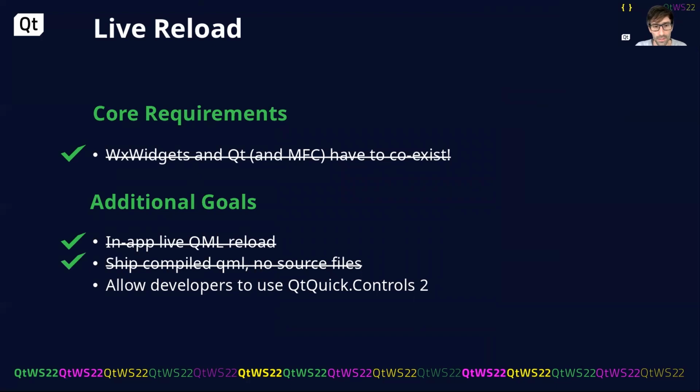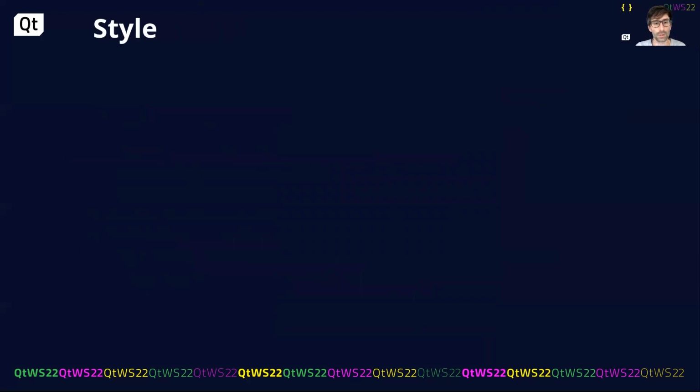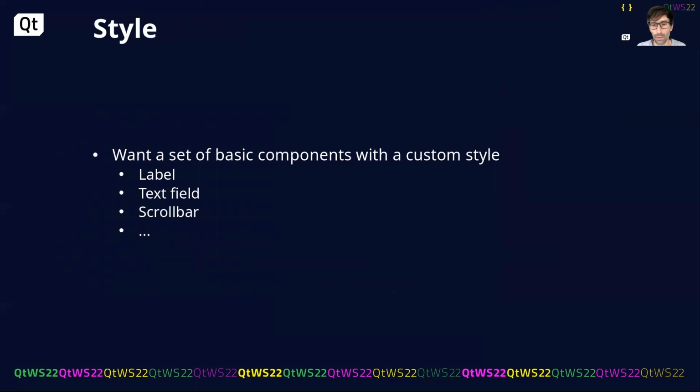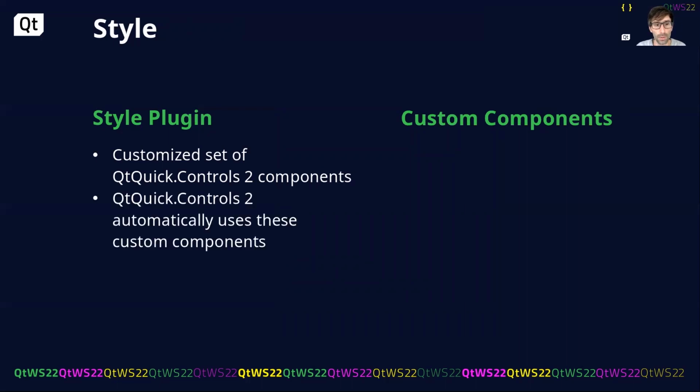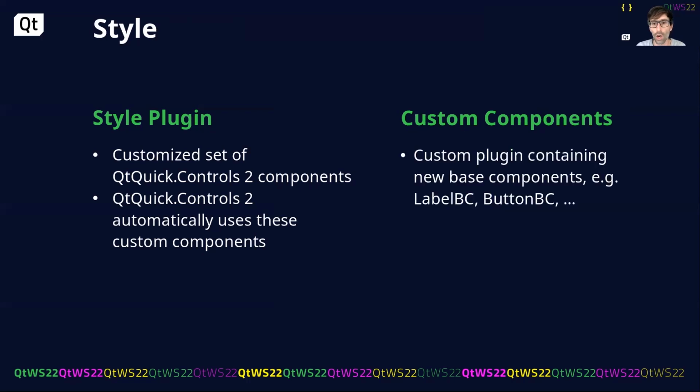Okay, and then the last part I want to get into is the Qt Quick Controls tool, because when you're writing a desktop application like this, you have a lot of components where you want to use a custom style. You have labels, scroll bars, and whatnot. And the question is, how are we going to offer this set of components to our developers inside? There's basically two ways you can do this. You can have a style plugin, and this is a customized set of Qt Quick Controls 2 components, where these components are automatically used by the Qt Controls tool. Or you could create a custom set of components, label BC, button BC, BC for BricsCAD.